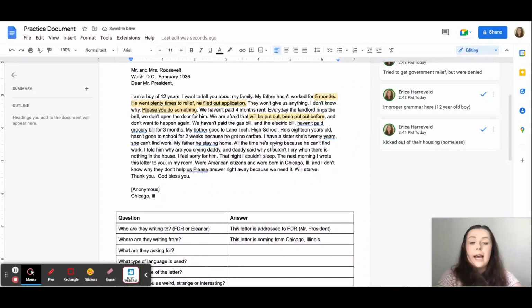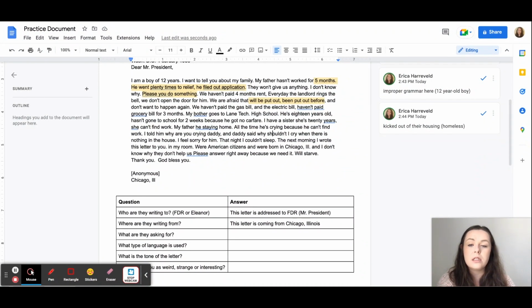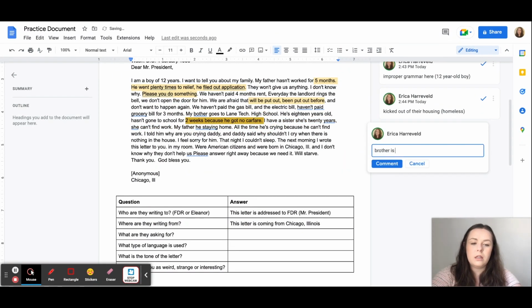We haven't paid the gas bill and the electric bill, haven't paid grocery bill for 3 months, because you could buy groceries on credit. My father goes to Lane Tech High School, so I'm going to assume that that's misspelled brother, as Google Docs wants us to think, right? He's 18 years old, hasn't gone to school for 2 weeks because he got no car fare. So the brother is out of school due to lack of funds, money.